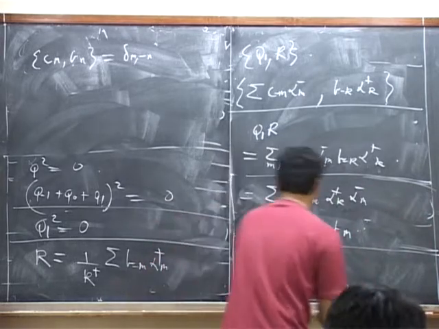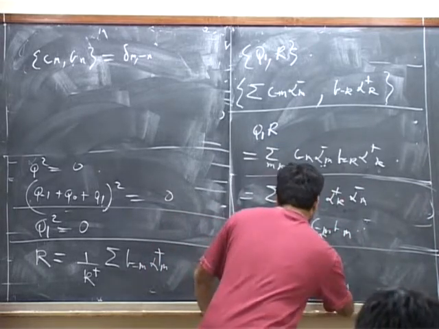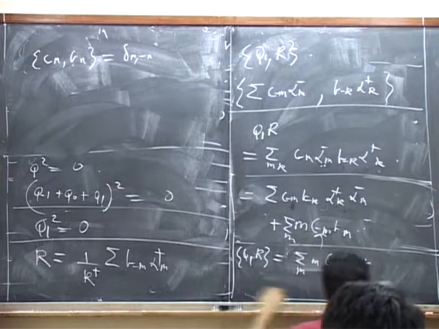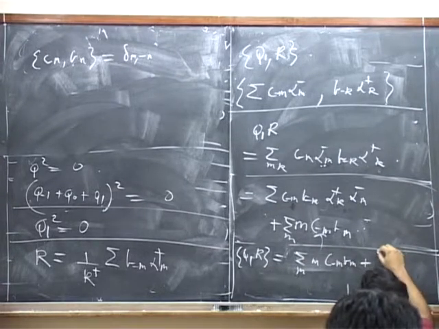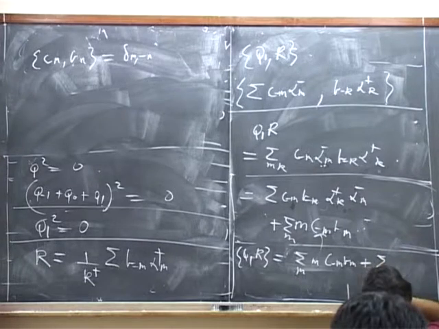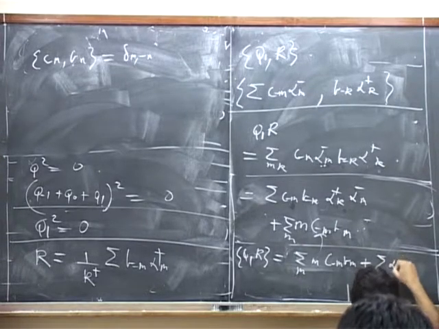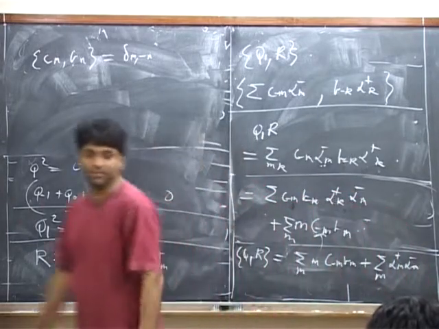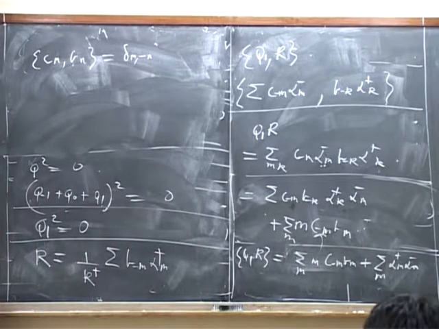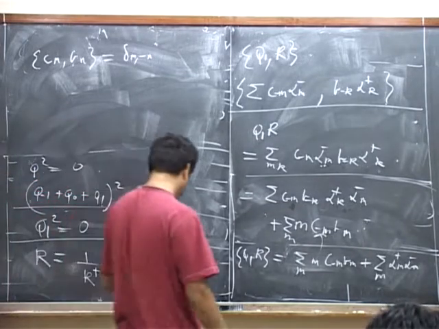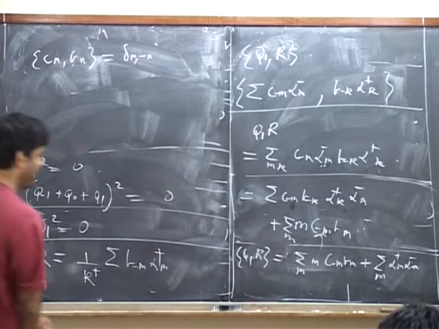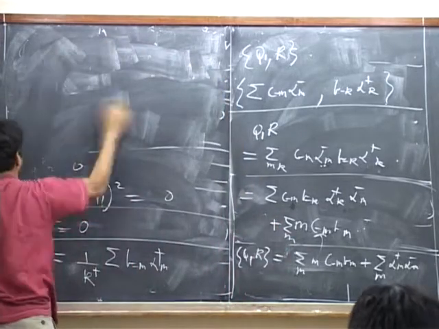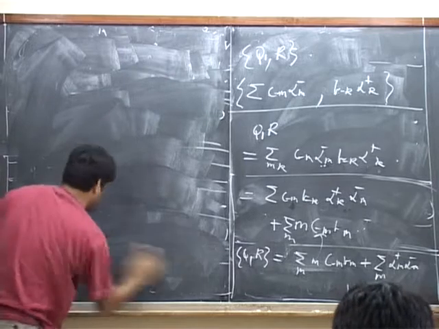So let's write down the final answer. This is the sum over M of C minus M B M, plus the sum over M of alpha plus M alpha minus M, alpha minus minus M. And everywhere M is not equal to 0. Now let's interpret the result.